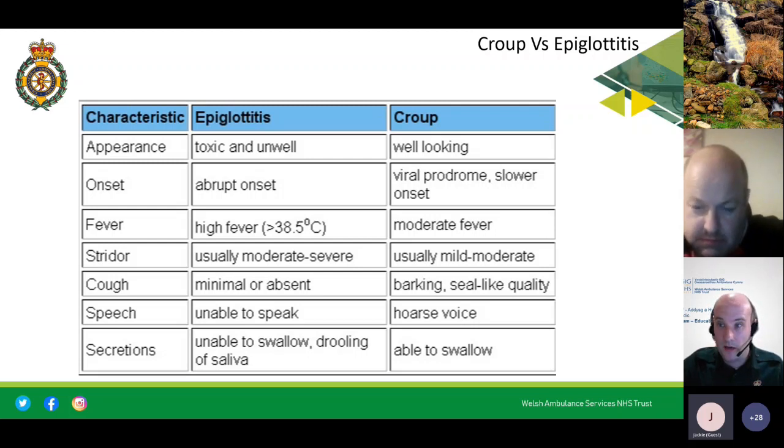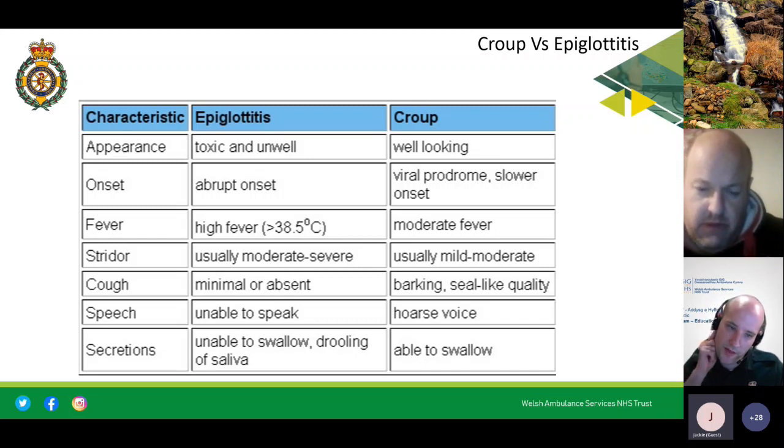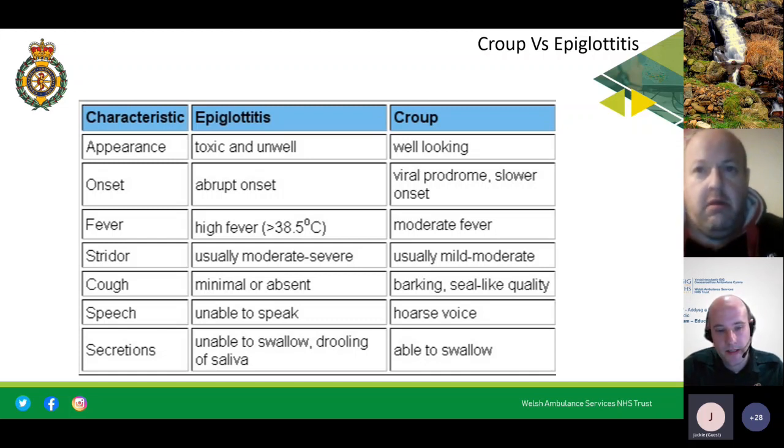Epiglottitis, then, your patient is going to look toxic, really unwell. It can be a sudden onset. They're going to have a high fever of 38.5 and above, the textbooks say. They will have a stridor, which will be moderate to severe. They will have an absent cough. They won't be able to speak. And the biggest sign is that saliva secretions. So they won't be able to swallow and they'll be drooling. Those are the big signs of it. So big stridor and unable to speak, unable to swallow, they'll be drooling with saliva.